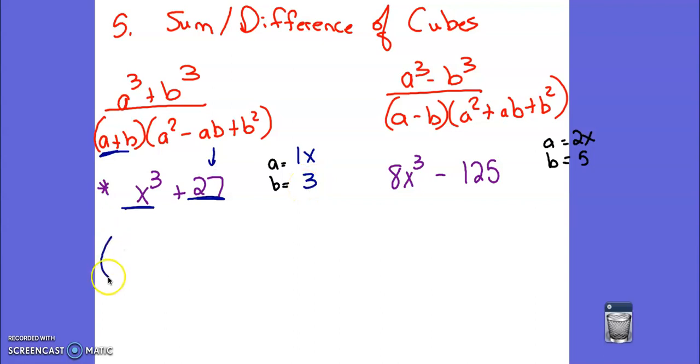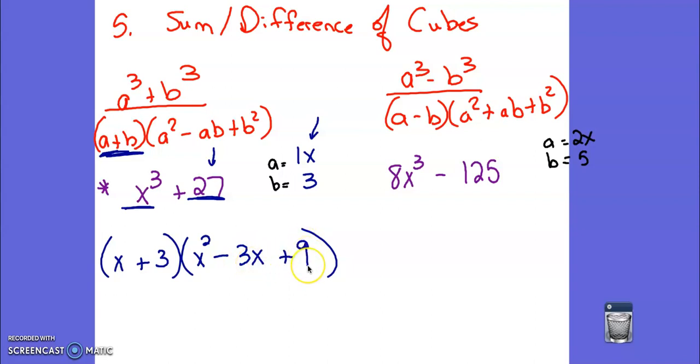So you just simply follow this formula, and notice a is 1x, so this would be 1x here. All of the a's are 1x, so this would be 1x squared. So you just square it. And then plus b, so plus 3. So I'm just following that formula. Minus a times b, so this would be minus 3x. And then plus b squared, plus 9. If you multiply that out, you would see that it does equal the answer.